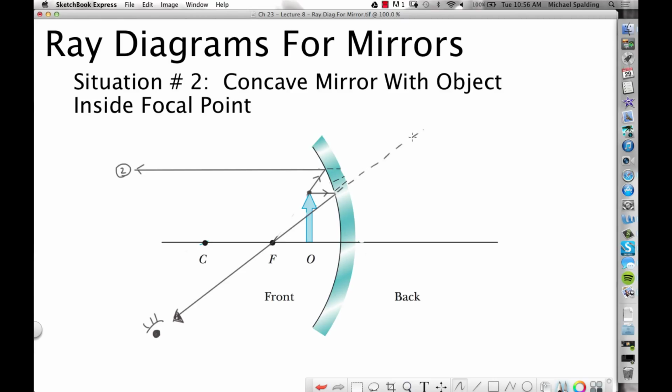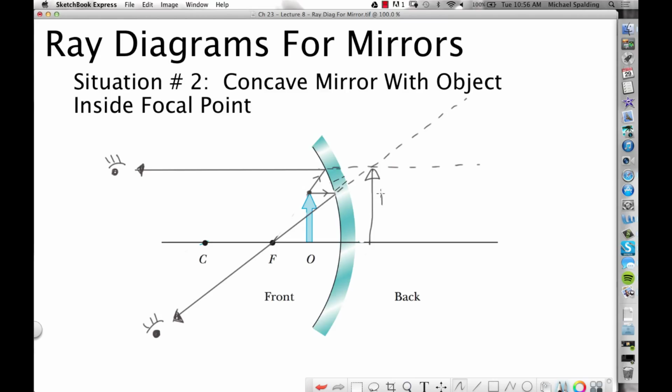Straight back, like that. If this were your eyeball right here for ray number 2, where does your eyeball think that this ray came from? Straight back. So are these actual light rays? No. What these tracebacks are, the dot, dot, dot, dot, dot, show where light rays appear to come from. Okay? So we just found where the image is. The image is going to be right there.